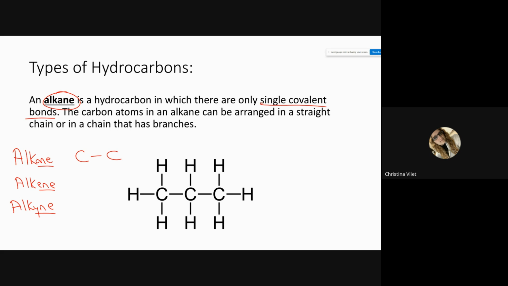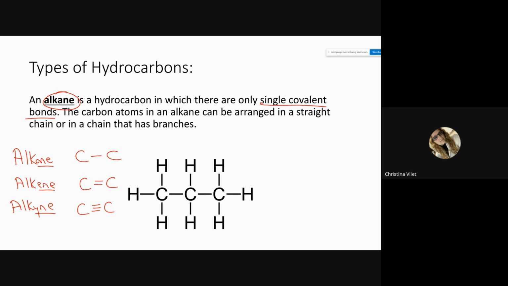Alkane is when I have carbons that have single bonds only. An alkene is when I have at least one carbon in my structure that has a double bond. I want to write this down. And an alkyne is when I have at least one carbon-carbon triple bond in my structure. And there's an easy way to memorize this. I'm going to tell you them together because there's an easy way to memorize this.